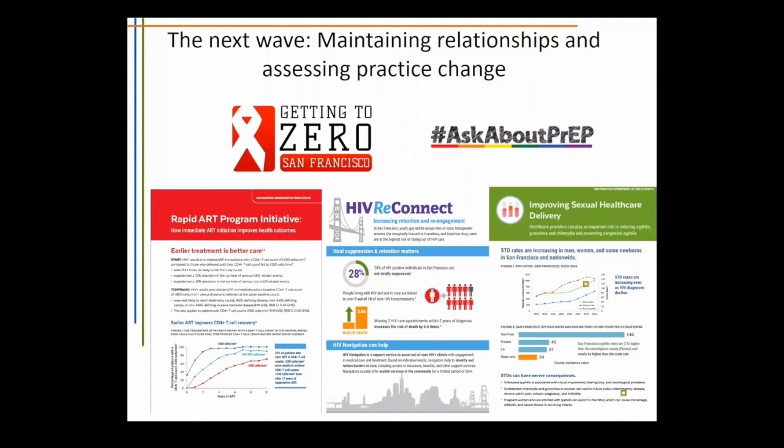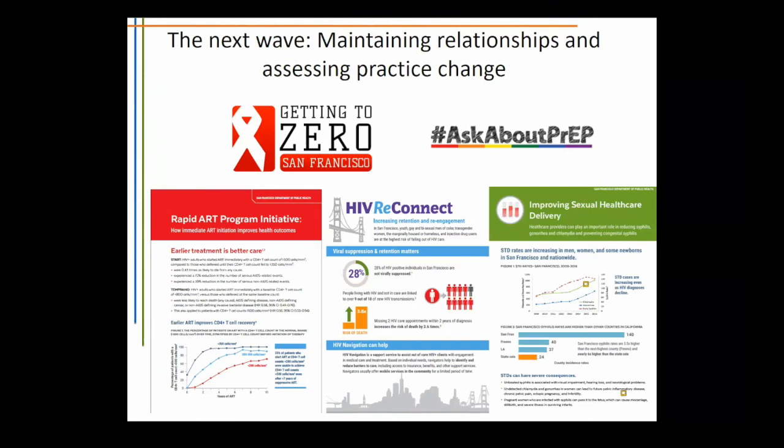So as many people may know, San Francisco as a jurisdiction is trying to get to 0 new HIV infections. And within that umbrella, we've created other detailing packages. One is focused on rapid initiation of antiretrovirals after HIV diagnosis, and you can see there's a nice detailing brochure that's been created for that. Another brochure has been created to increase retention in HIV care through HIV navigation.